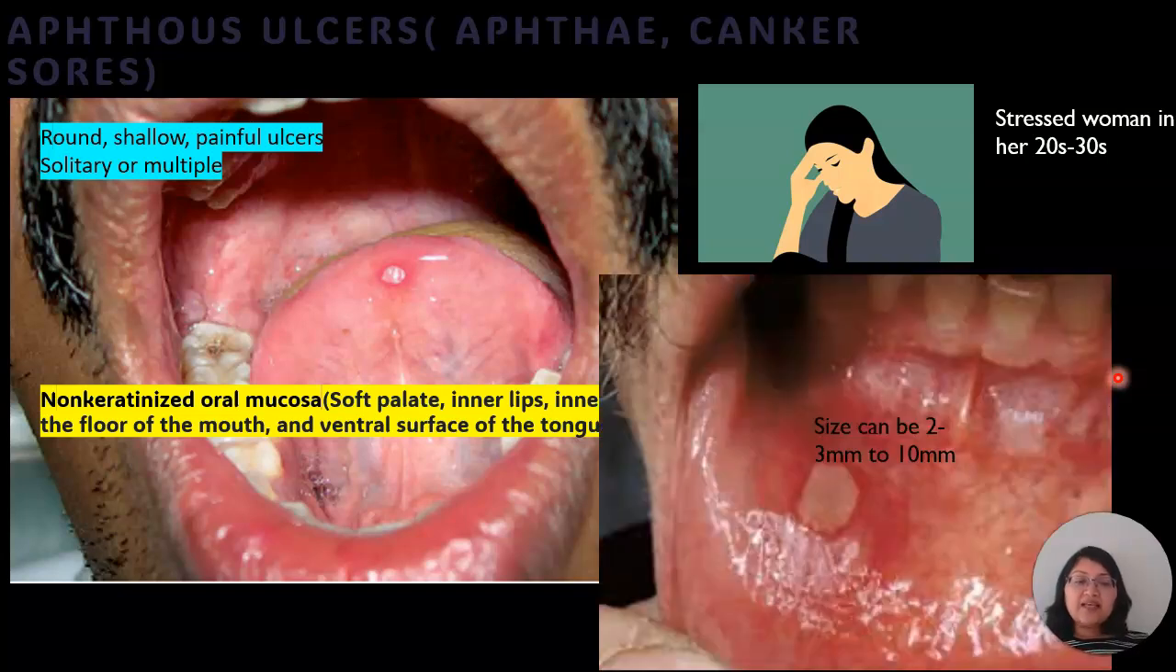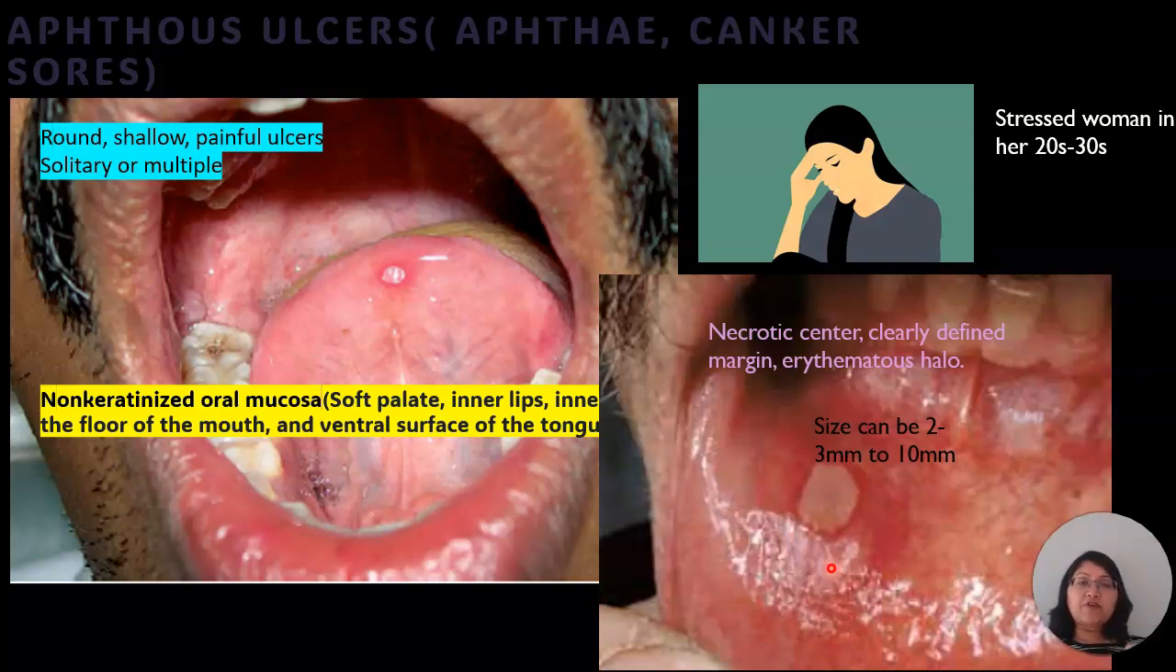And what is the size? Size is 2 to 3 to 10 millimeters. They can be small, they can be large. We'll talk about the major aphthous ulcers, but the size is usually very small. So here you have your presentation. If a patient comes to you with a small, tiny, whitish erythematous lesion like here, with a necrotic center and a very defined margin. You can see here a necrotic center and a very clearly defined erythematous halo or margin.